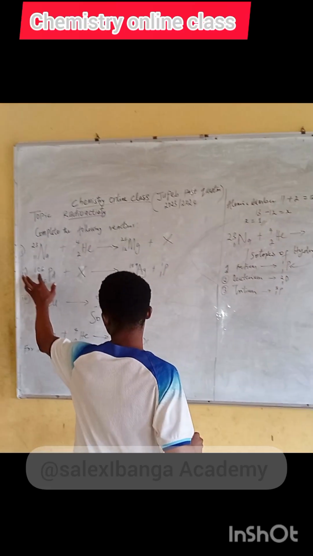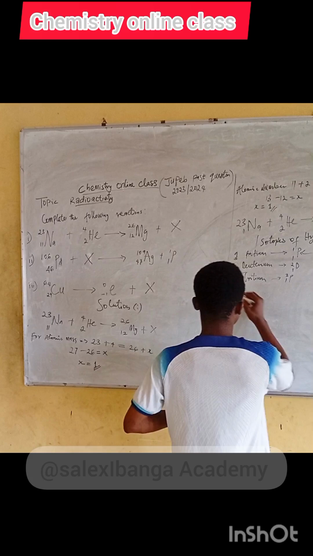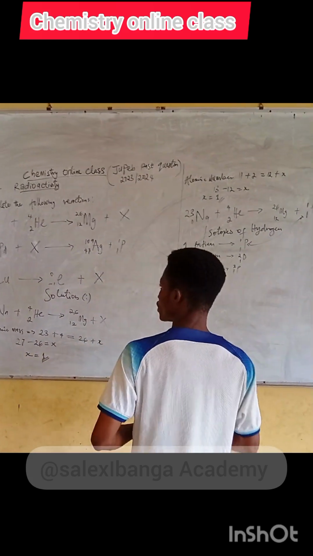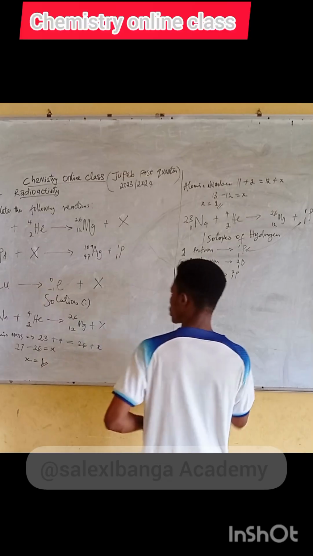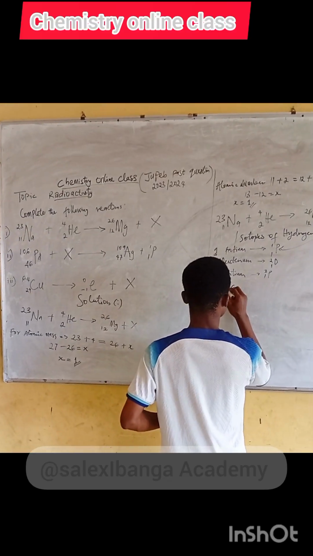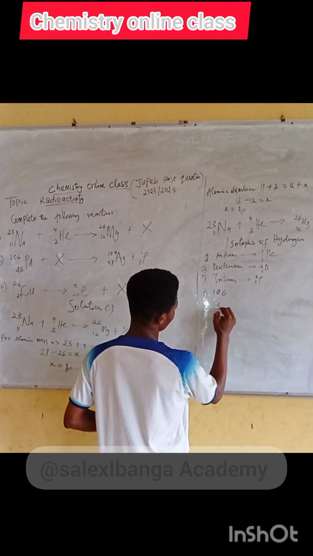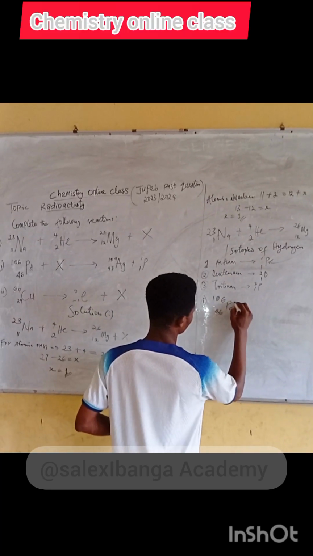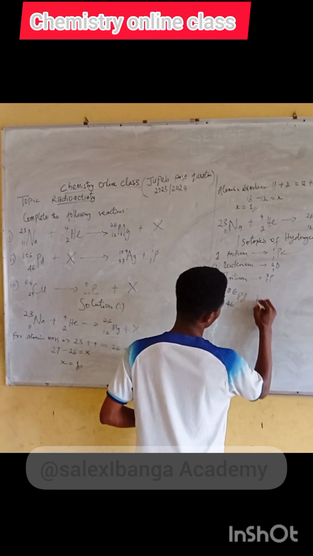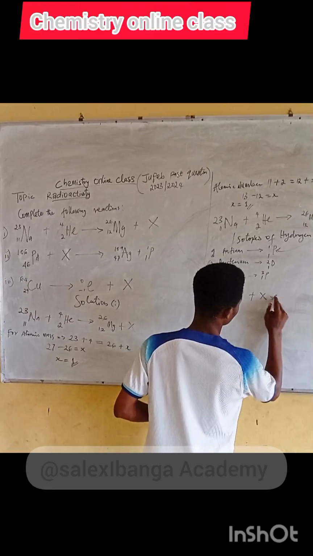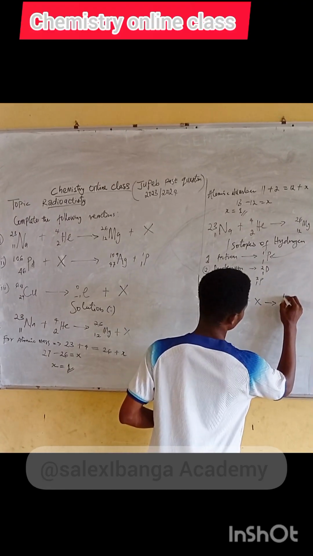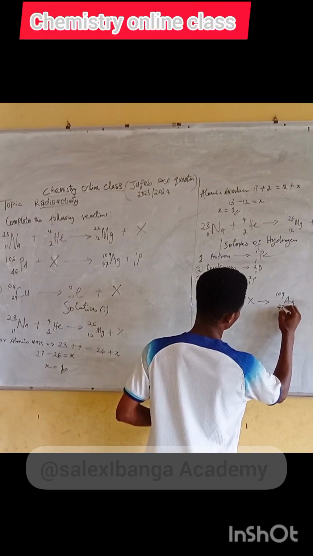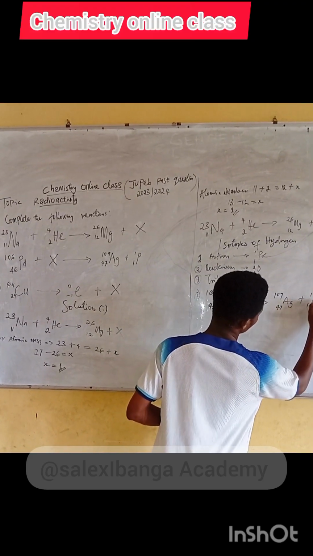The second one says 106, 46 Pd, plus X will give me 109 Ag, that's silver 47, plus 1, 1p.